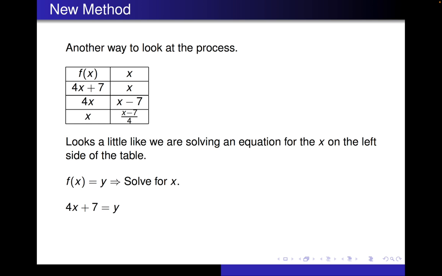So here's what we have with 4x plus 7. We're going to subtract 7 from both sides to get 4x equals y minus 7. And then x equals y minus 7 over 4. And as you can see, this completely mirrors the process in that table above. It's just instead of having x on the right-hand side, we had a y instead. And then all we have to do to get f inverse of x is change the y into x. So instead of having y minus 7 over 4, we have x minus 7 over 4.